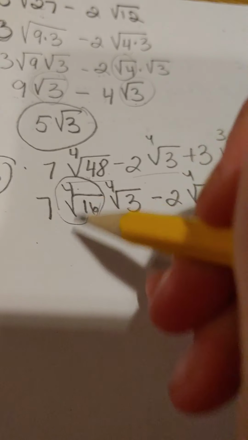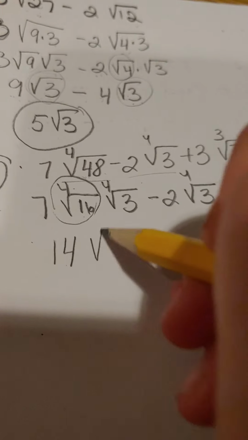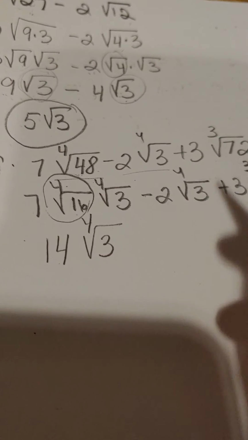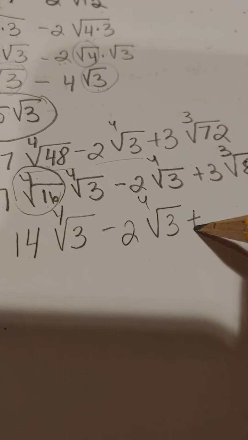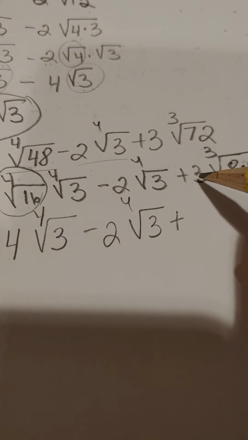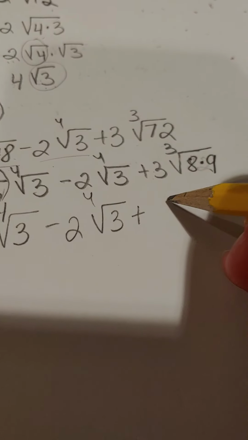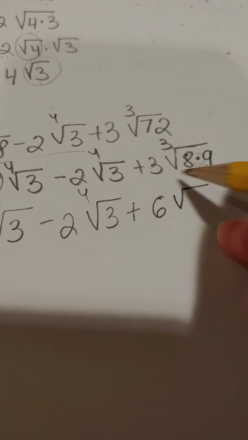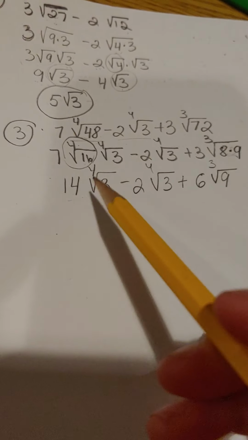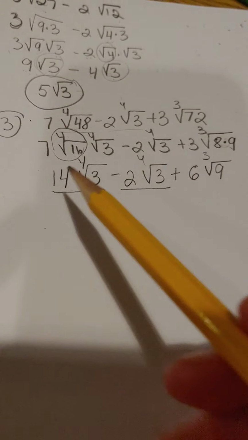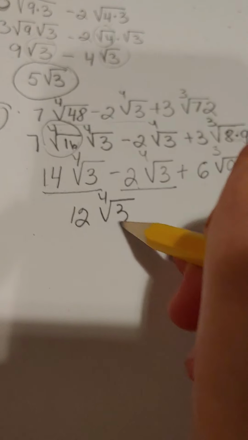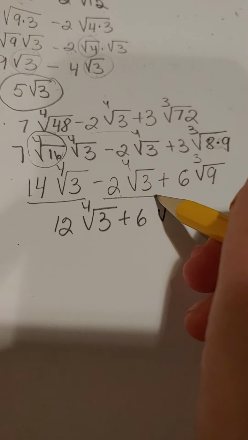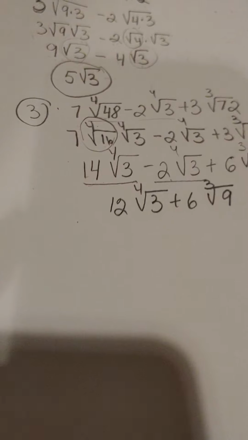So 7 times this 2 is 14. 14 fourth degree root of 3 minus 2 fourth degree root of 3. And then I can take the cube root of 8, it's 2. 3 times this 2 is 6, cube root of 9. These are like terms. 14 minus 2 is 12. 12 fourth degree root of 3 plus 6 cube root of 9. So this is the answer for number 3.